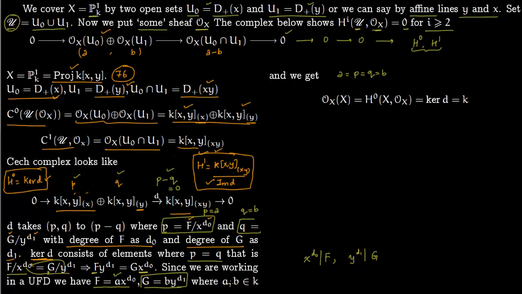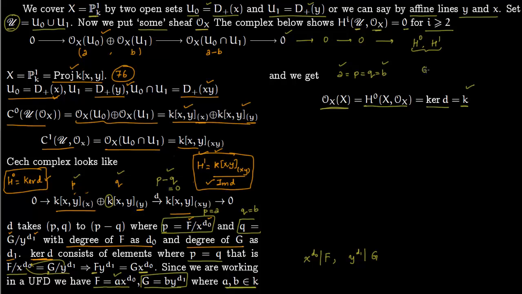And what are these a and b? So a and b are just some scalars. They lie in k, where k is this part precisely. So the kernel of D is just k, which is a equals b. So you get k. So now you have h0 is k. So h0 means global sections. So global sections on P1, if you consider this sheaf Proj of k[x,y], are constants.